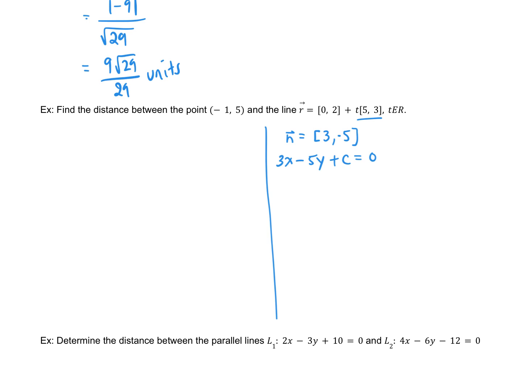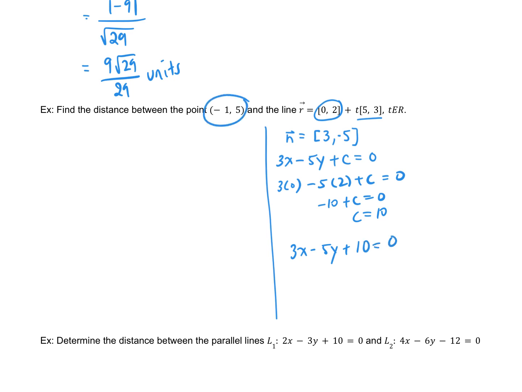And now the only point I know on this line is 0, 2. Plug that in. And that's negative 10 plus c equals 0, c equals 10. And here is our Cartesian equation of the line, and our point is negative 1, 5. So we're finding the distance from that point to that Cartesian equation.